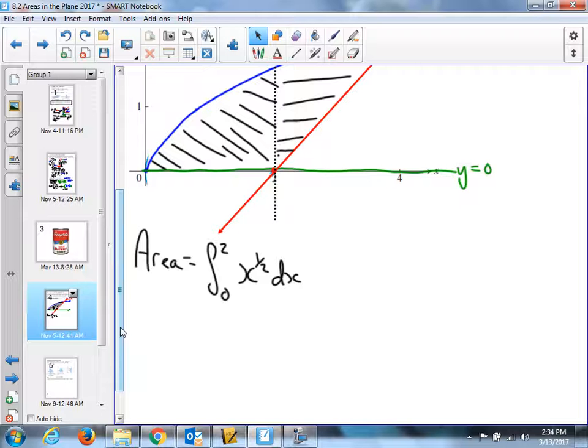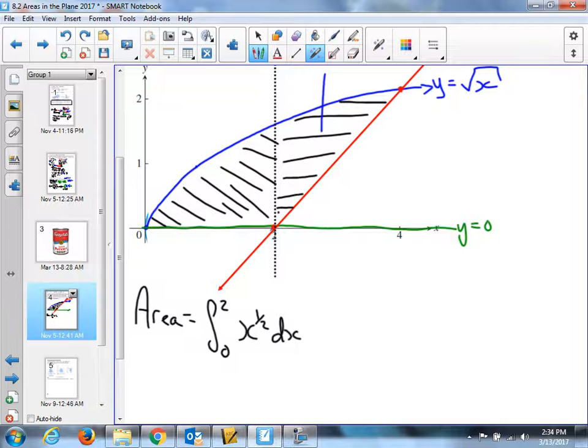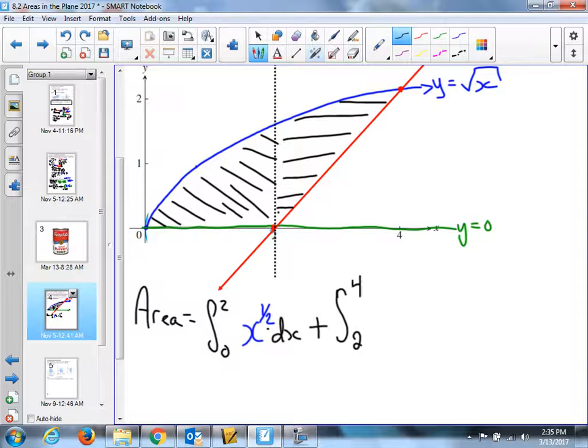Now, this chunk. We've got to now subtract the other functions. I'm going to change colors just so you know where things are coming from. Subtract, or not subtract, add, 2 until 4. My top function would be still x to the 1/2.